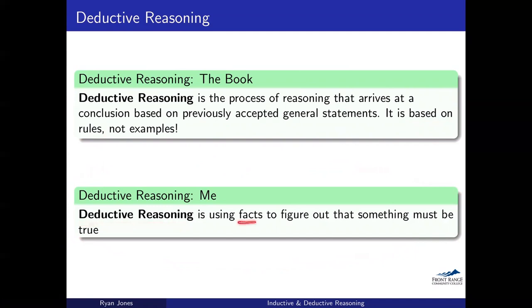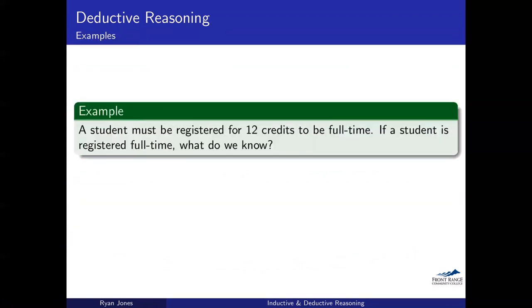Deductive reasoning is using facts or rules to figure out that something has to be true, that it must be true. Okay, so I'm not using a pattern. I'm not using a handful of examples just to try and convince myself that something's true. I'm actually using facts. I'm using factual evidence to show that something is true. Let's go ahead and do this.